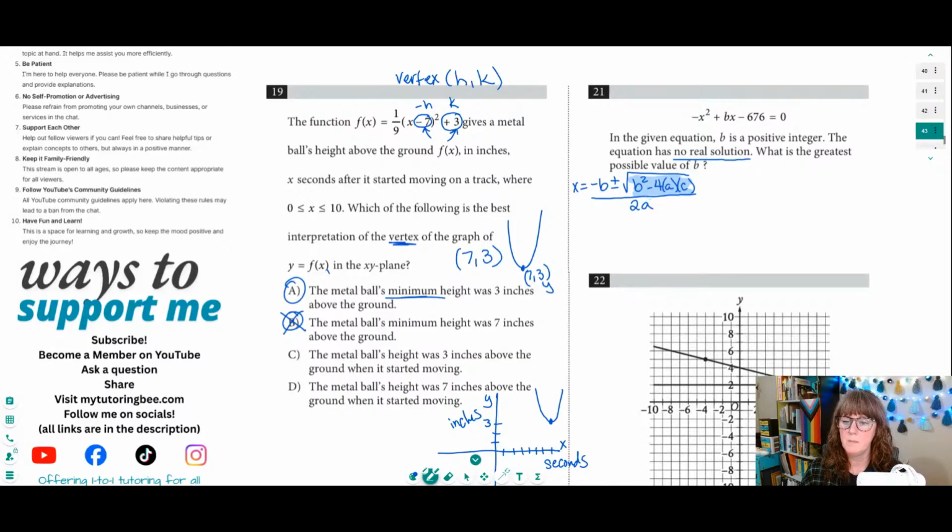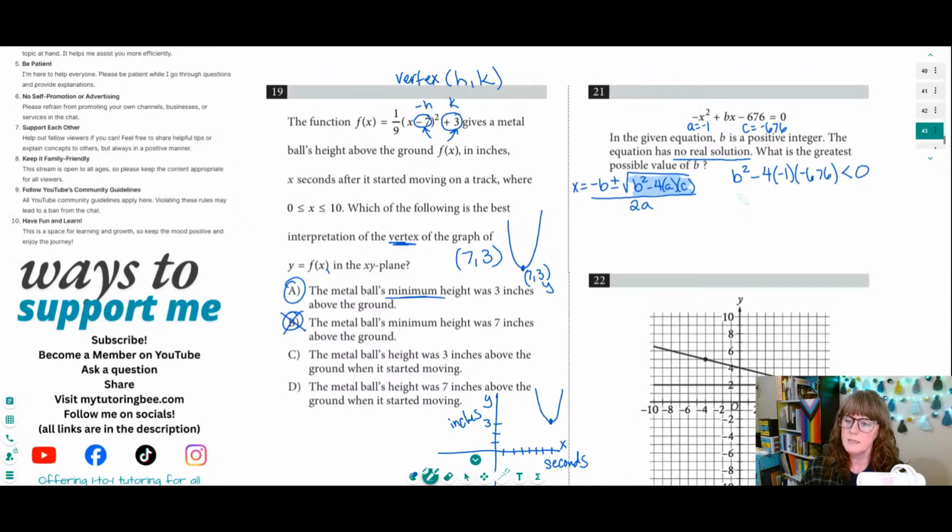If it's less than 0, it's going to be a negative number. So we would have b squared, which again, we don't know what b is, so we're just going to keep it as b squared minus 4 times a. Our a is -1, and our c is -676. And we want to see what b would have to be in order for this to be less than 0, to give us a negative result, because it's asking what is the greatest possible value of b. So we will be able to find that limit by using a less than symbol.